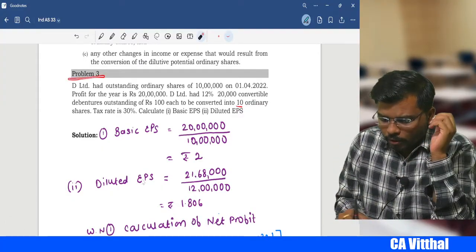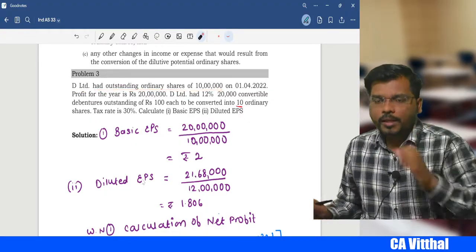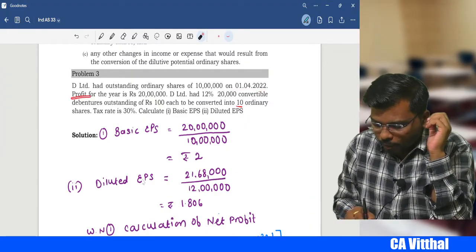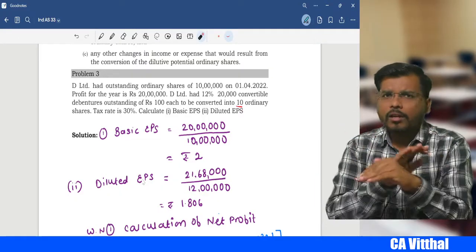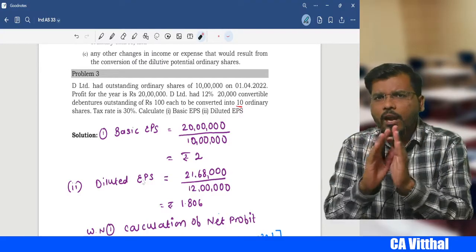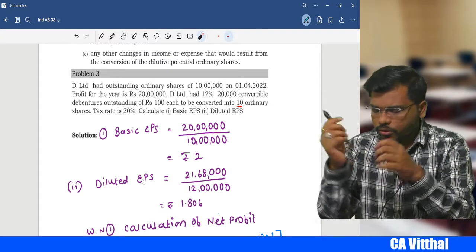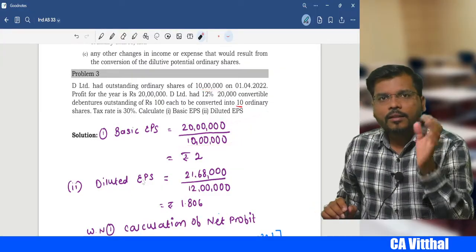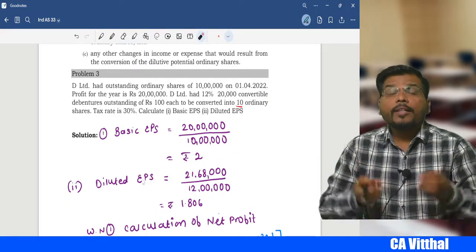First of all, D Limited had 10 lakh outstanding ordinary shares on 1/4/2022. Profit for the year is 20 lakhs. So basic EPS will not have any impact of the potential ordinary shares. So basic EPS we calculate in the normal way, net profit divided by number of shares outstanding. Net profit is 20 lakhs. Equity shares are 10 lakhs. So basic EPS becomes 2.